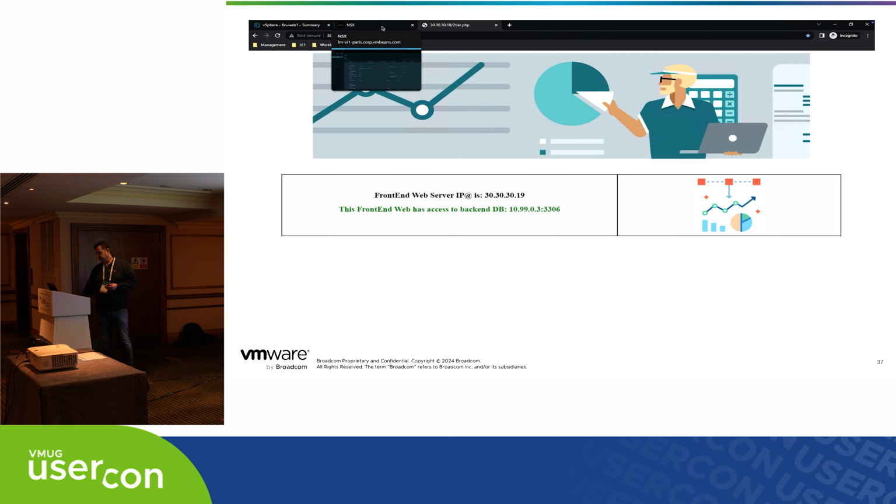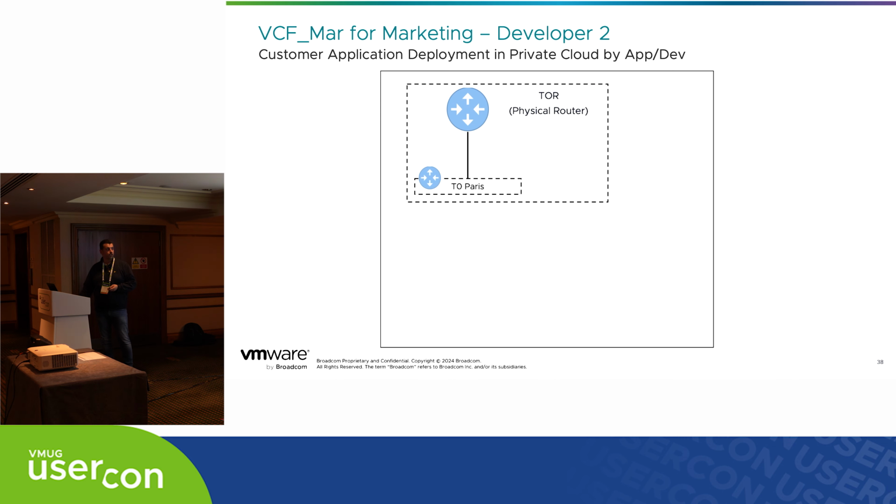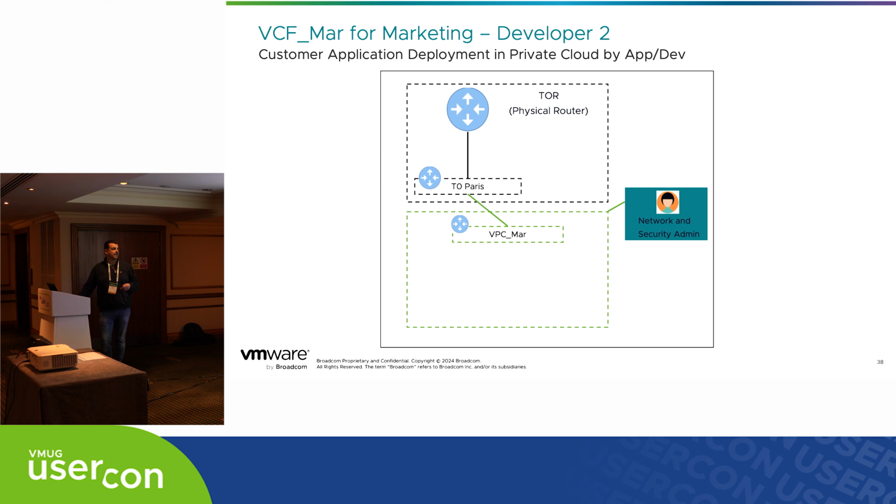Okay. And then the second demo that I'm going to show you is very similar in that we've got the top of rack, we've got a Tier 0. That's always going to be created by the enterprise admin, the Tier 0. So the enterprise admin will always create the Tier 0. It'll create the peering to the physical, and that's basically fairly static. What we're then going to do is get the network and security admin to create a project, and then he's going to create a VPC.